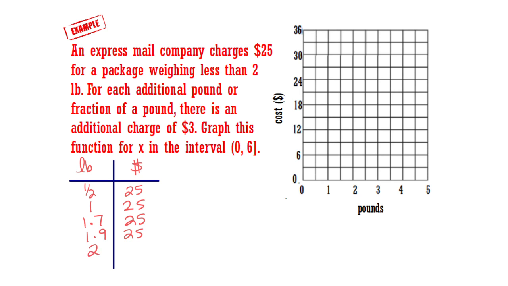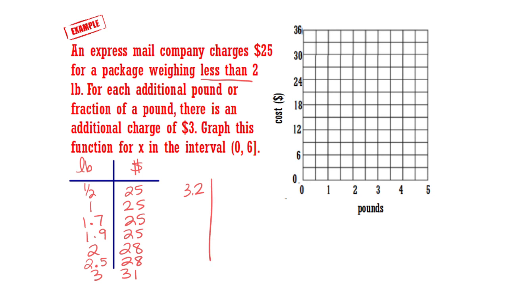But as soon as it hits 2 pounds, because notice it says less than 2 pounds. So I've hit 2 pounds. It didn't say less than or equal to. So once I hit 2 pounds, they're going to start charging me more. So at 2 pounds, it's going to cost me $28. And then it's going to stay $28 if it's 2.5 pounds. But as soon as it hits that next pound, then it's going to go up another $3. So now I'm at $31. And I could keep that going.